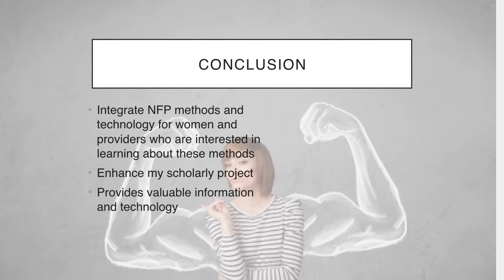So in conclusion, there's a need for evidence-based research to prove that these methods can be used as an effective way to prevent pregnancy. And there's a lot of catching up with the science to the applications that are becoming available for these women. I'm excited to use this information for my scholarly project to build on what I was already doing, and the technology that's evolving is just really exciting for fertility-based methods or natural family planning.